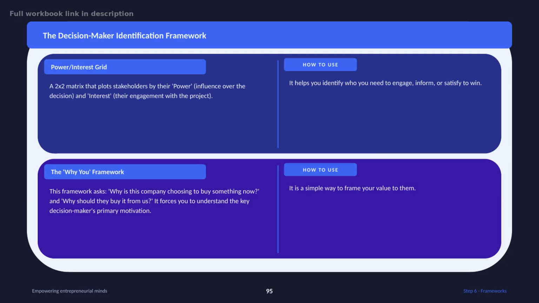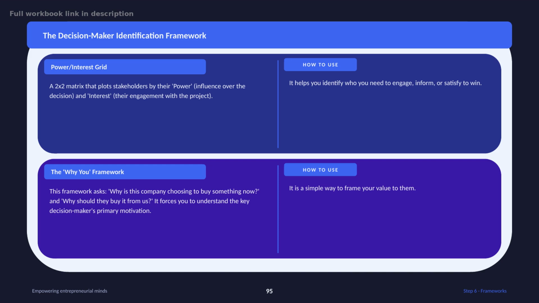The first is the power/interest grid, a 2x2 matrix that plots stakeholders by how much power they have over the decision and how much interest they're showing in your project. It tells you who to actively engage, who to simply keep informed, and who to keep satisfied without overinvesting your time. The second is the why you framework, and it's a simple pair of questions.